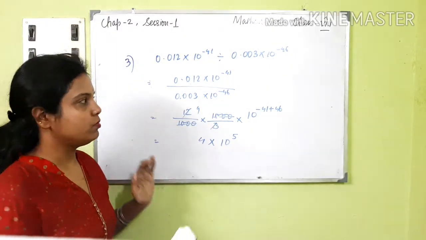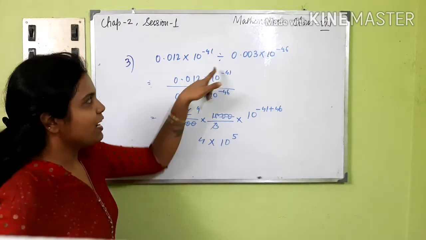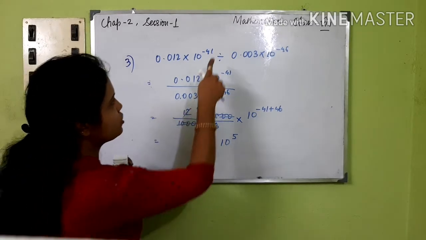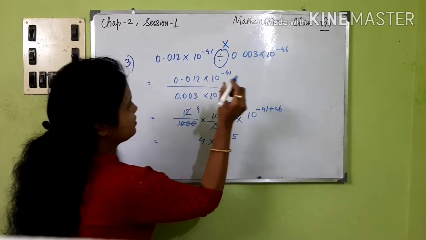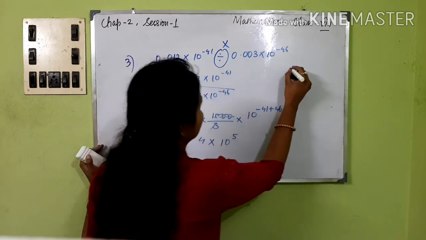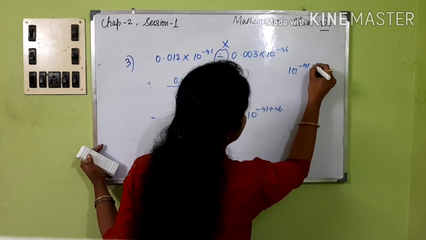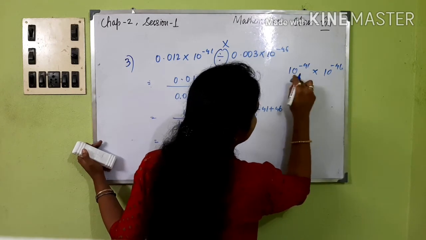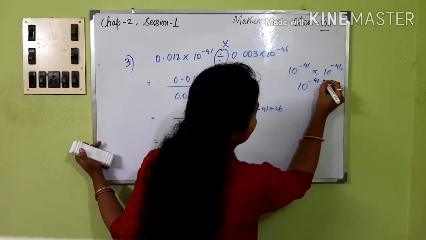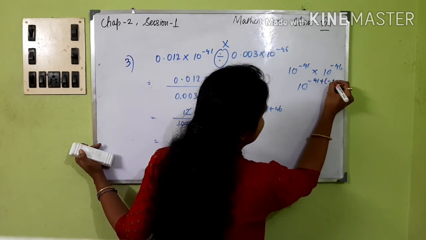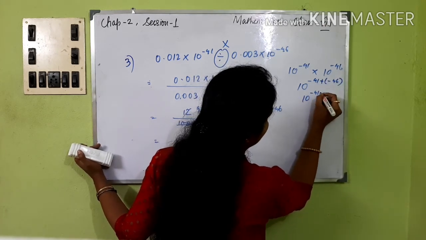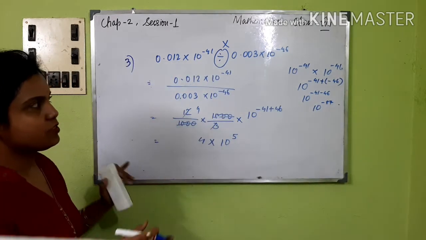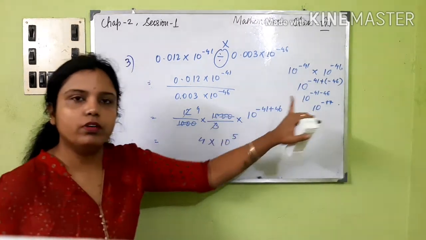So if you are not having any problem sums, you can also solve in this way. It can be plus, it can be minus, it can be multiplication also. In case of multiplication, suppose this particular one was a multiplication. In that case, this 10^-41 will get multiplied by 10^-46. Bases are the same, multiplication in between, that means -41 plus of -46. So you are getting 10^(-41-46), 10^-87.